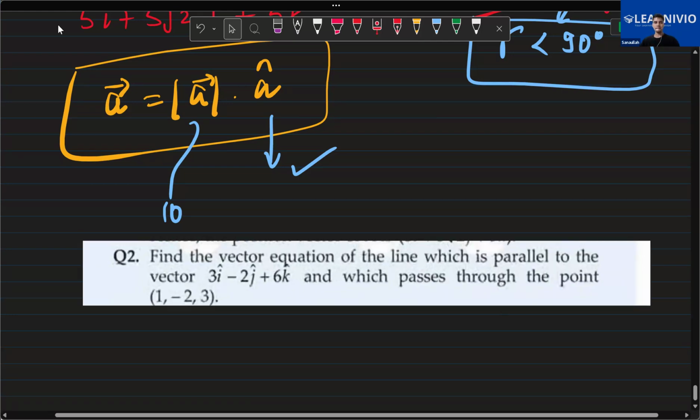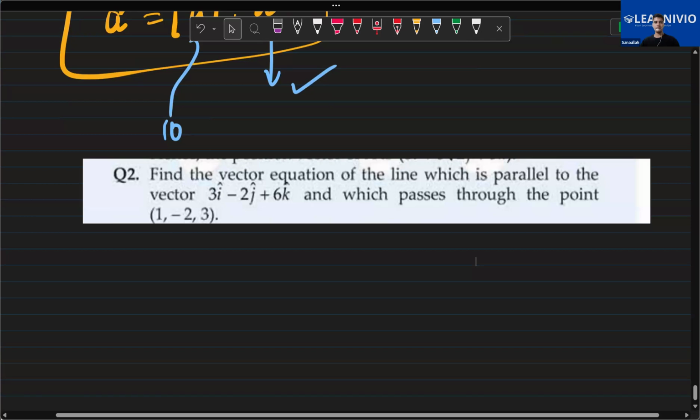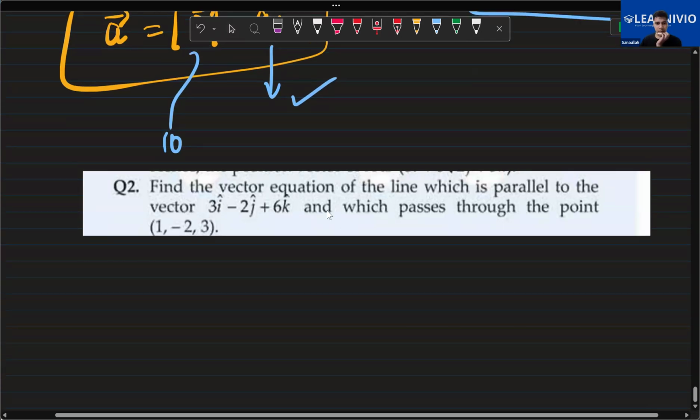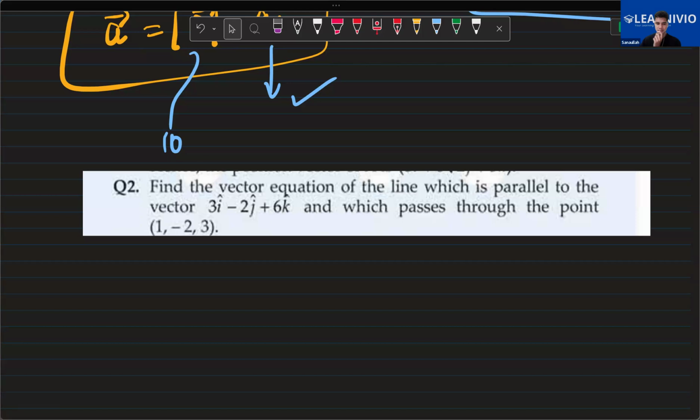Find a vector equation of a line which is parallel to this vector and which passes through the point. ये कुछ ज्यादा आसान नहीं हो गया. ओके, सॉल्व कीजिए इसको.